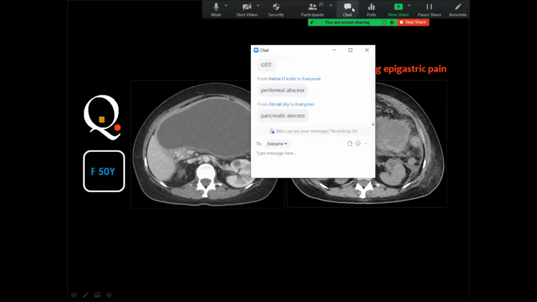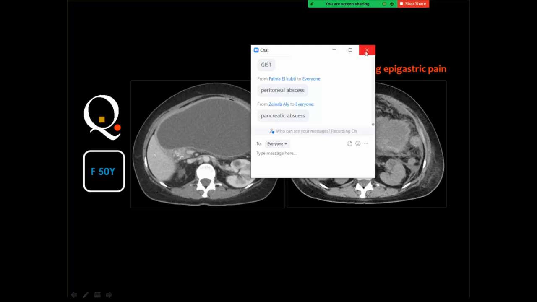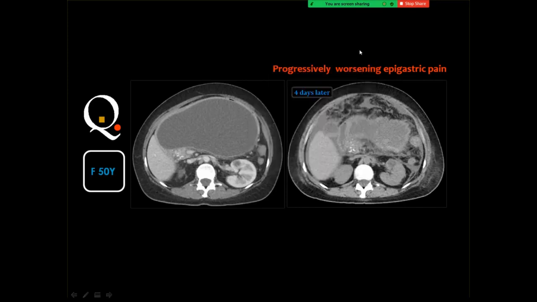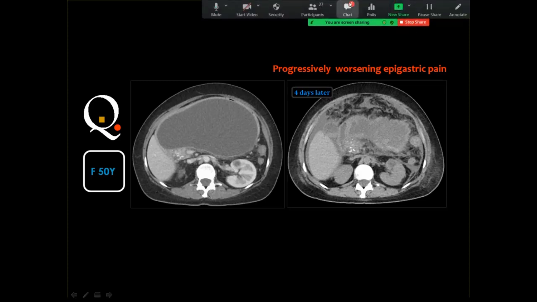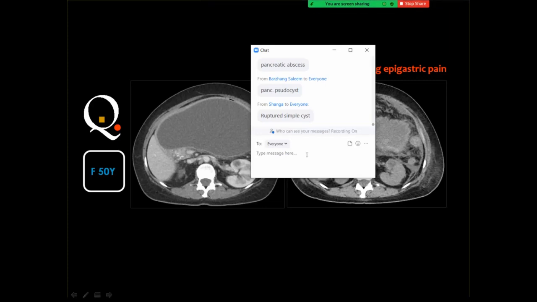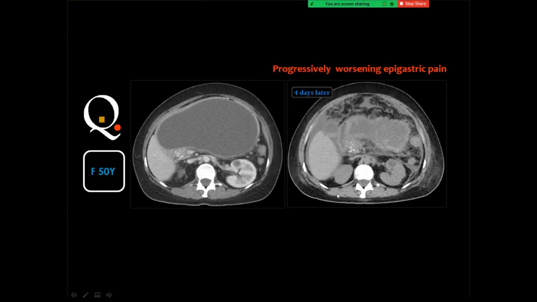And no, this is not a pancreatic abscess because of the absence of air inside the lesion. If you know that this is a pancreatic cyst, yes, this is a ruptured pseudopancreatic cyst. And I just have said that the most common unilocular cystic lesion in the pancreas is the pseudopancreatic cyst.